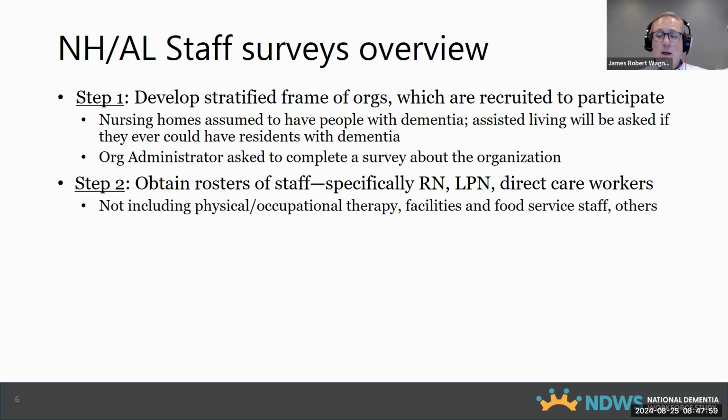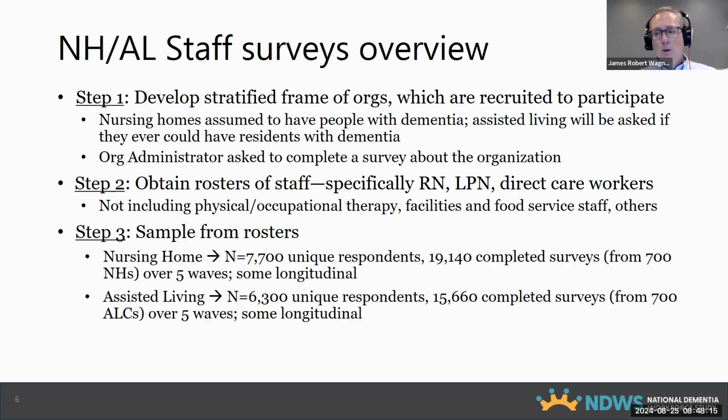I'll show you a list of all the included titles near the end of the presentation. But we're not including physical or occupational therapy, facilities and food service staff, and some other categories of employees that many nursing homes and assisted living communities would have. Once we have those rosters of the eligible titles, we're going to sample from them.